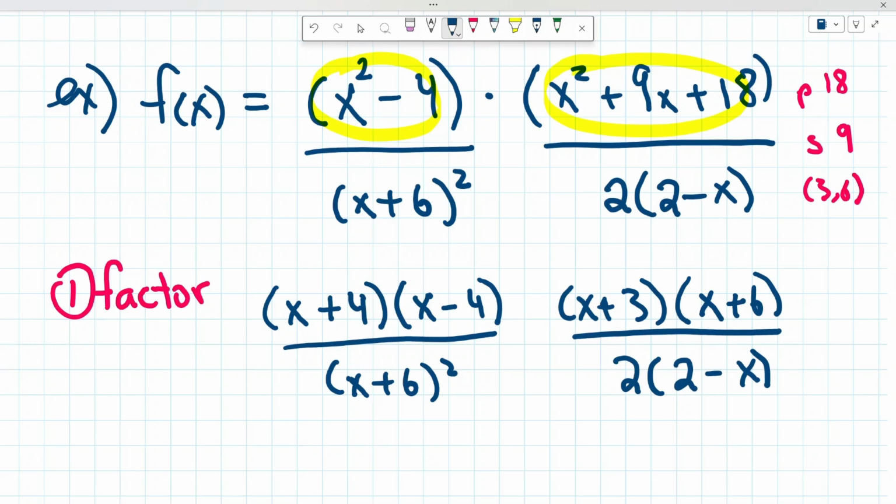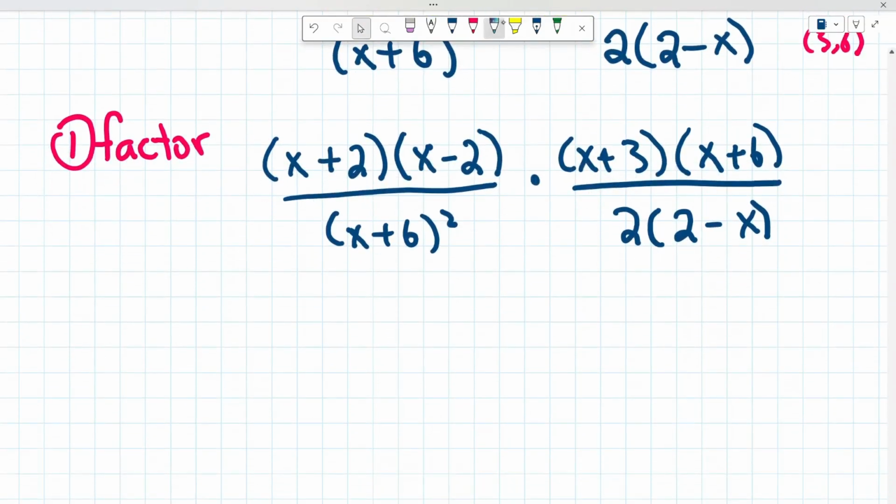Oh, I realized I made a mistake over here. This should be x plus 2 and x minus 2, because 2 is the square root of 4. Okay, so now we have this factored. The other thing I want to look at is that I don't like having a negative in front of my x. I usually like having my x with a leading coefficient of positive 1. So that means I want to factor out a negative right over here.